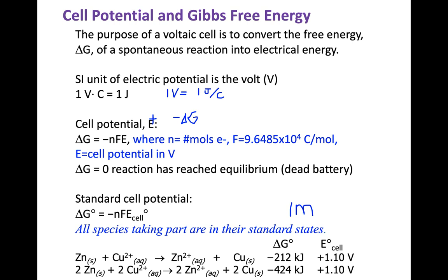If we multiply the whole reaction by 2, we would multiply delta G by 2, right? We would have twice as much free energy change, so negative 424 kilojoules for this reaction. But notice that the E cell is the same. If we double everything that's going on here, we've also doubled the number of electrons being transferred, right? In the first reaction, it's 2 electrons, and in the second, it's 4. So if we divide by 2 or by 4, we're still going to get a 1.10 volt cell potential.